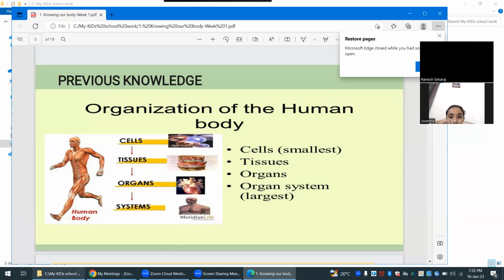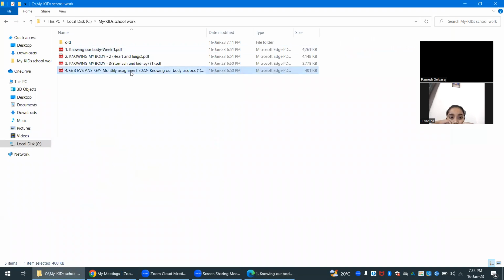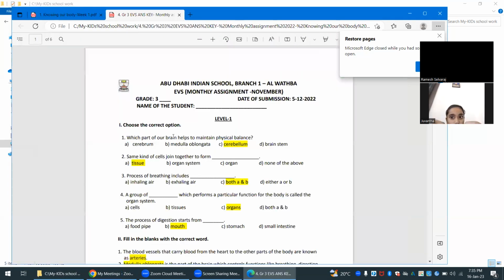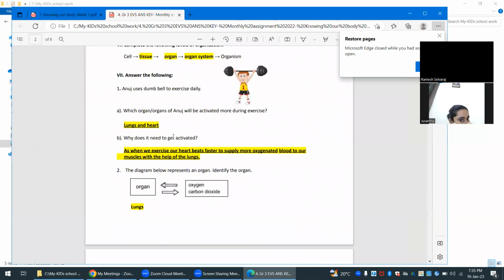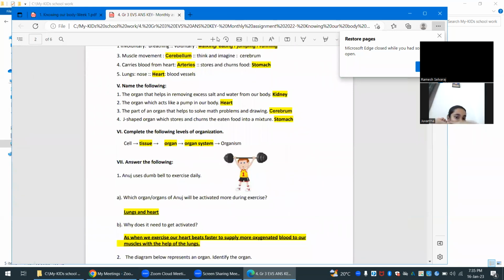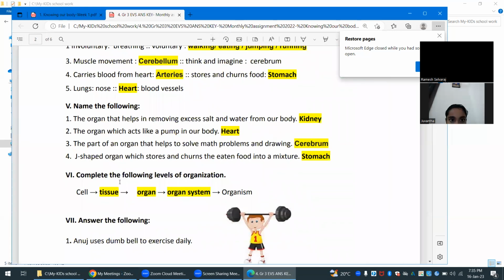Okay, here they will ask this question. One minute, I will show this one also. If you see here, complete the following levels of organization. This kind of question will come. You have to first write cell, after that tissue, after that organ, then organ system, then organism. This kind of question they will ask. What is the smallest thing? Cell. The largest thing is organ systems, that we have seen here.